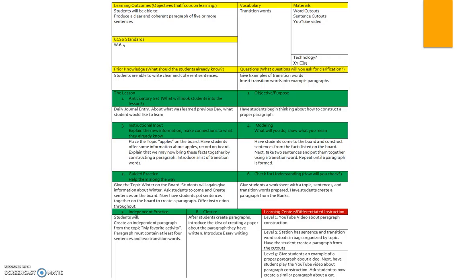For differentiated instruction, there will be a YouTube video about paragraph construction available. In Level 2, the station will have sentence and transition word cutouts in bags organized by topics, and the students can create paragraphs from said cutouts. In Level 3, the student can be given an example of a proper paragraph about a dog. Next, the student can play the YouTube video and recreate this paragraph, only making it about a cat.